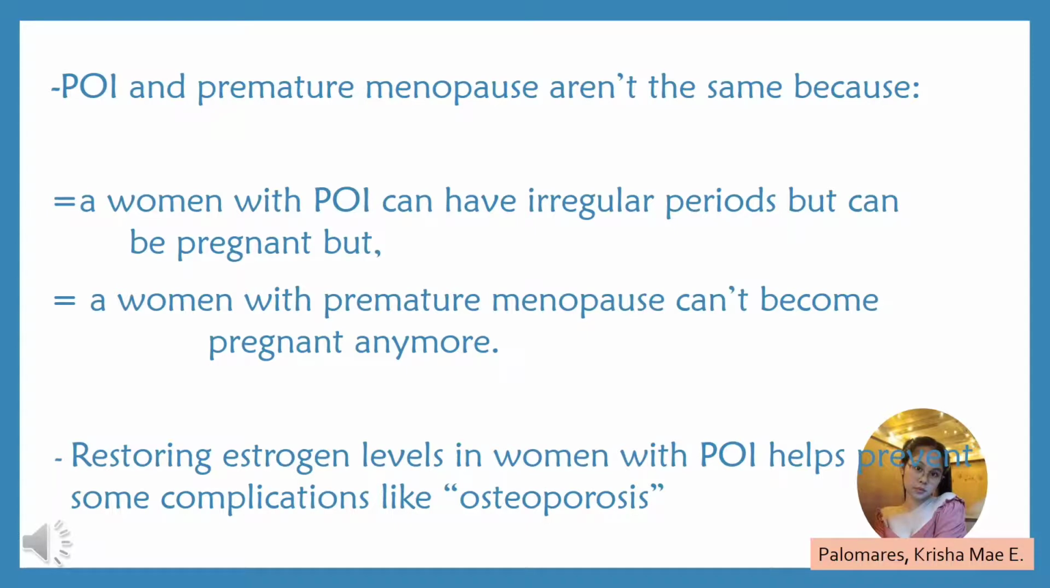Primary ovarian insufficiency is sometimes confused with premature menopause, but these conditions aren't the same. Women with primary ovarian insufficiency can have irregular or occasional periods for years and might even get pregnant. But women with premature menopause stop having periods and can't become pregnant. Restoring estrogen levels in women with primary ovarian insufficiency helps prevent some complications that occur as a result of low estrogen, such as osteoporosis.